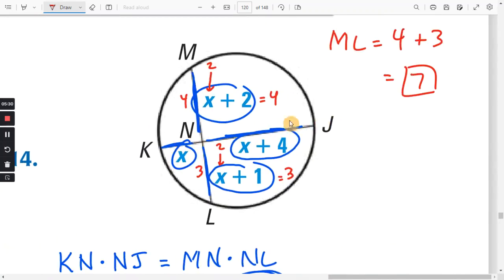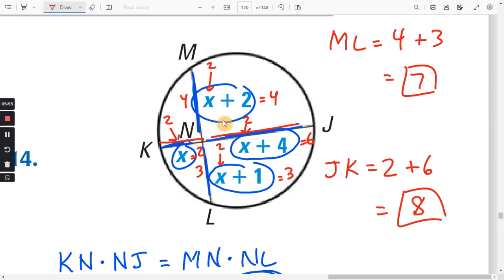And then on the other one, I'm assuming they asked JK. That's this whole thing. Plug it in. In place of X, that's just 2. And plug in a 2 right there. 2 plus 4 is just 6. So for JK, we have 2 plus 6, and that equals 8. The chords are not necessarily congruent. If they were both diameters, they would be congruent, but they're not. So that's why we got a different answer for each chord.